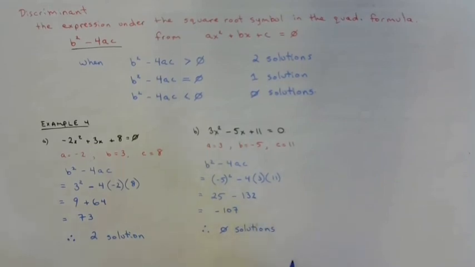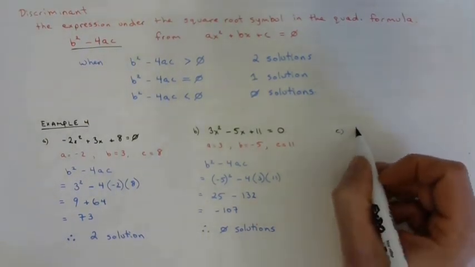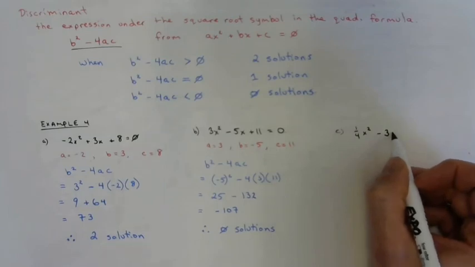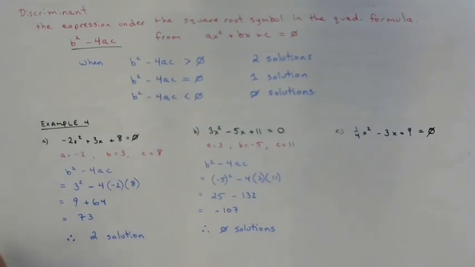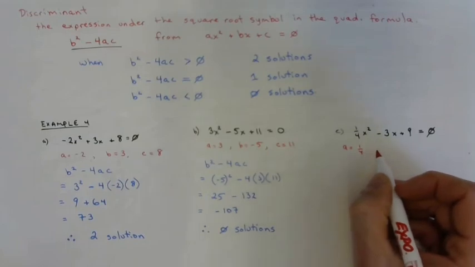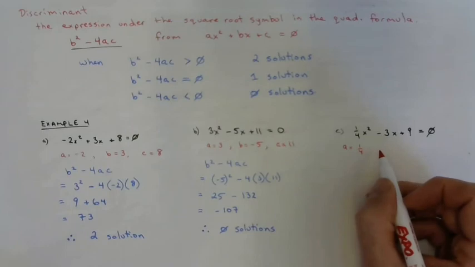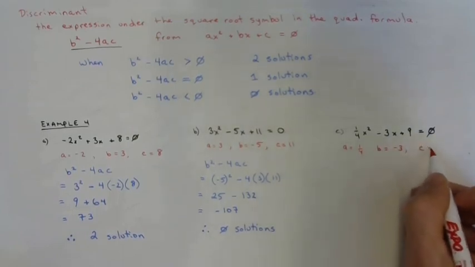It's wrong. 0 solutions because it's negative. Okay, carry on to C if you're done with B. Is it negative 107? Did you guys get negative 107? So how many solutions does it have, Sam? The discriminant is negative. So how many solutions does the quadratic formula have? 0. Good job, Sam. I'm proud of you.